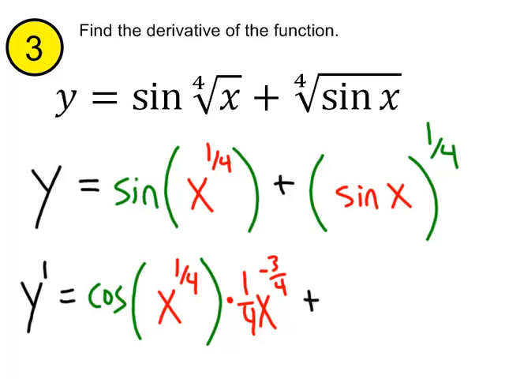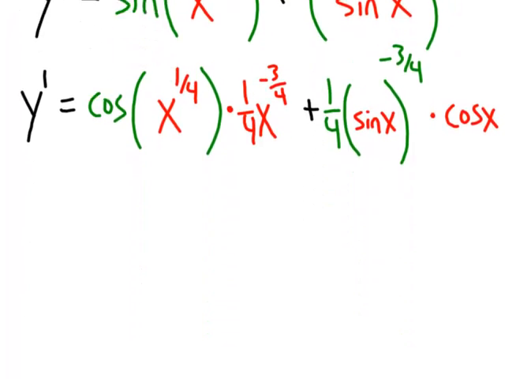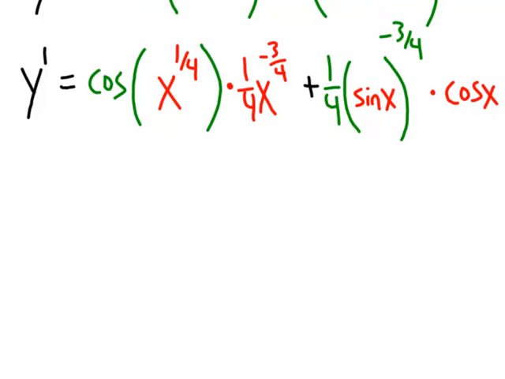Plus, if I derive the outer function here, the outermost function was blank to the 1/4, so that would be 1/4 blank to the negative 3/4. And what goes inside of there? Well, sine of x. But then that all gets multiplied times the derivative of sine x, cosine x.